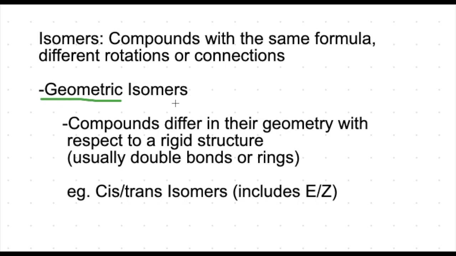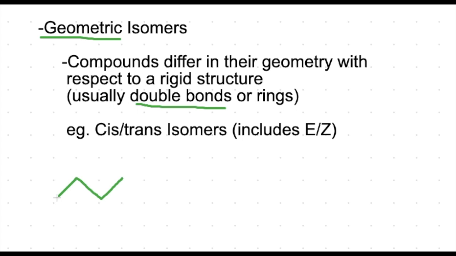These are compounds that differ in their geometry with respect to a rigid structure, and it usually happens with double bonds or rings. We are going to focus on the double bonds part of this definition, because double bonds, as we know, are alkenes. Cis-trans isomers, and cis-trans also includes E and Z, are geometric isomers. So for example, say we have this 4-carbon chain butane, just a single alkane, and then we have butene, 2-butene, with a double bond on the second carbon.